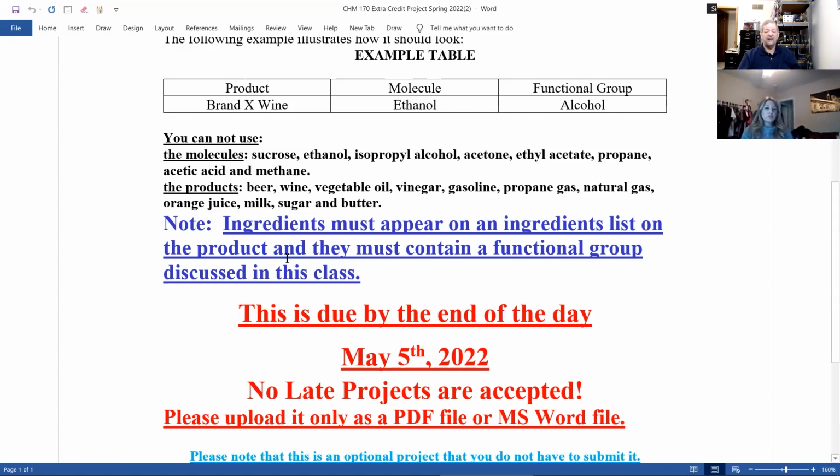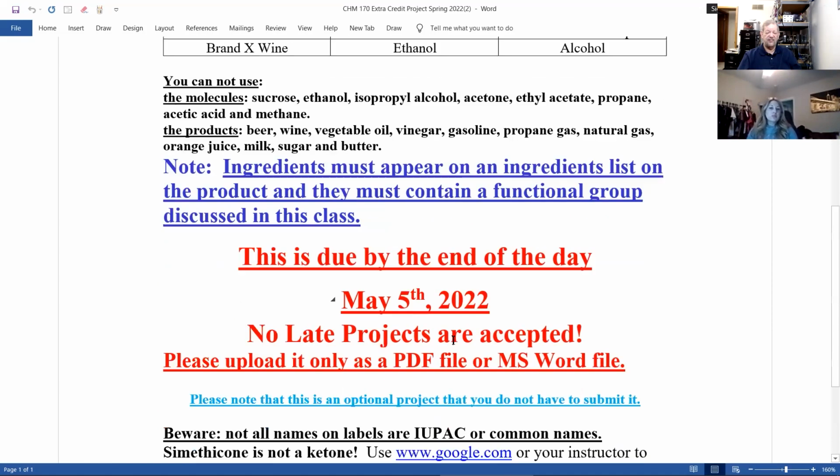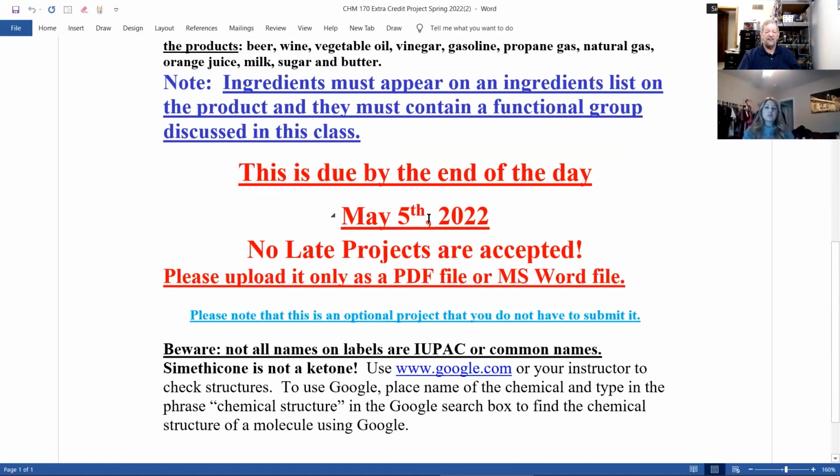All right, now, this is important. It's due by the end of the day, May 5th. And if I did this correctly, May 5th is the day after test number 4. So you got plenty of time. No late projects accepted. Please upload it as a PDF file or MS Word file. Now, this is important. This is an optional project. You don't have to do it. But if you get it right, you'll get 10 bonus points, which never hurts anybody's grade, usually helps it quite nicely.